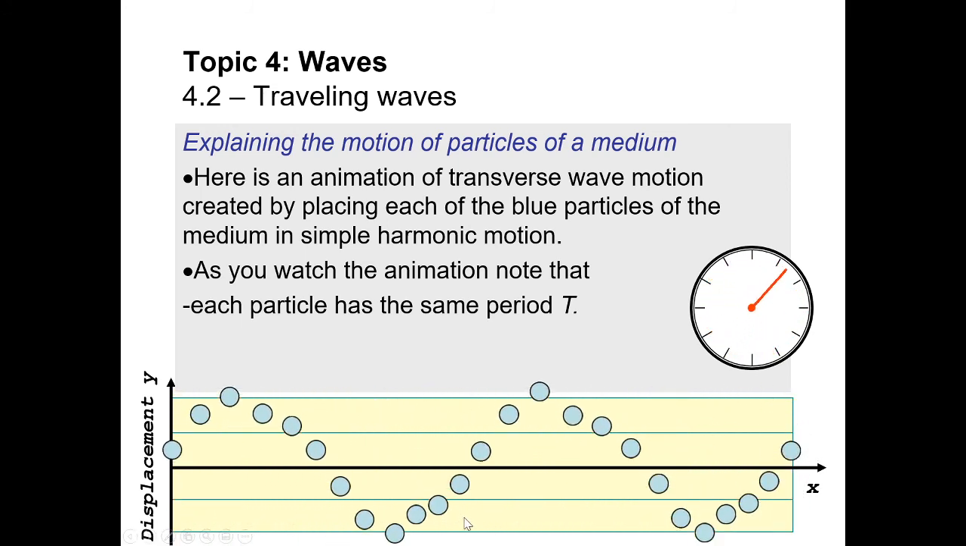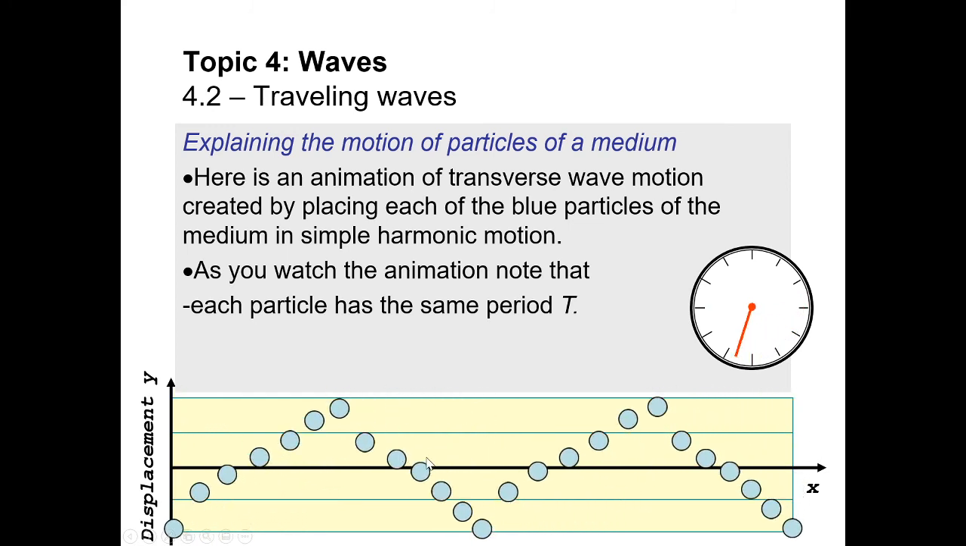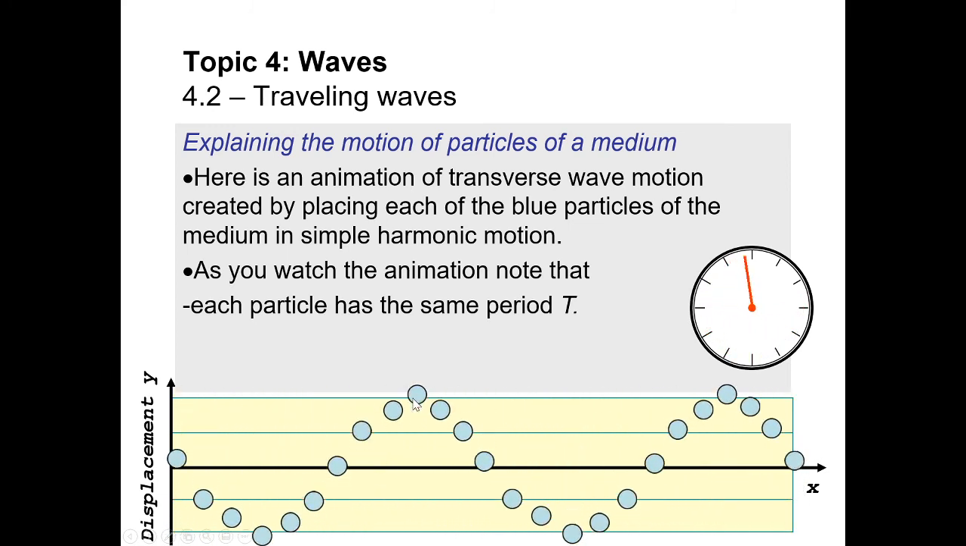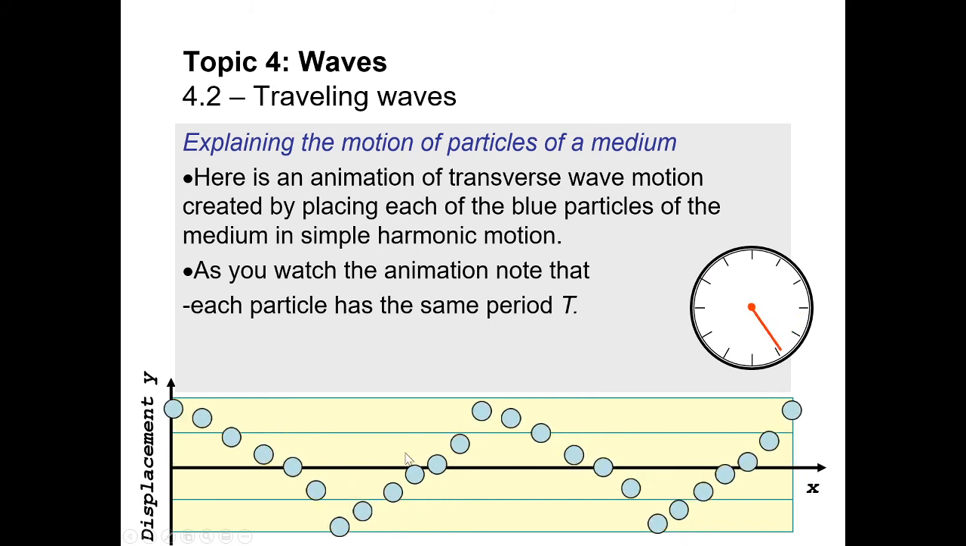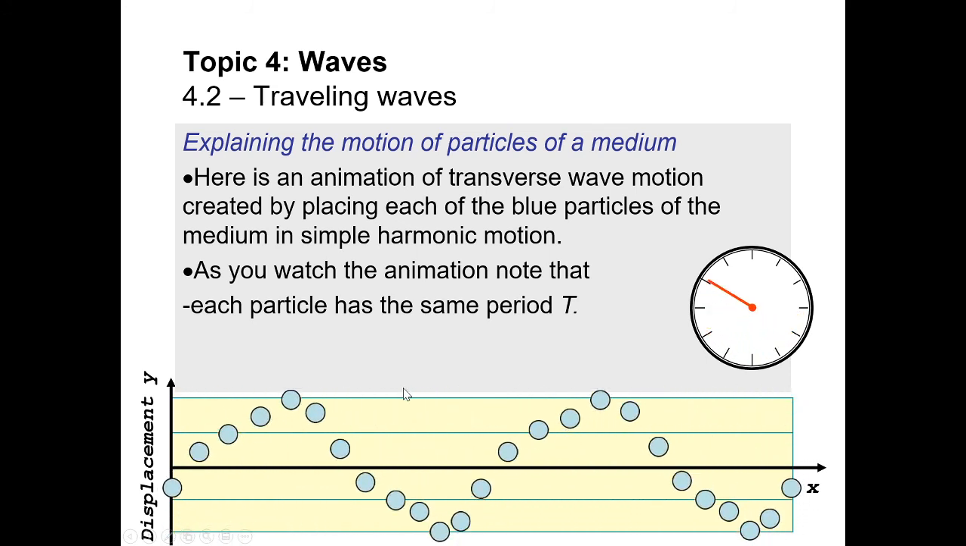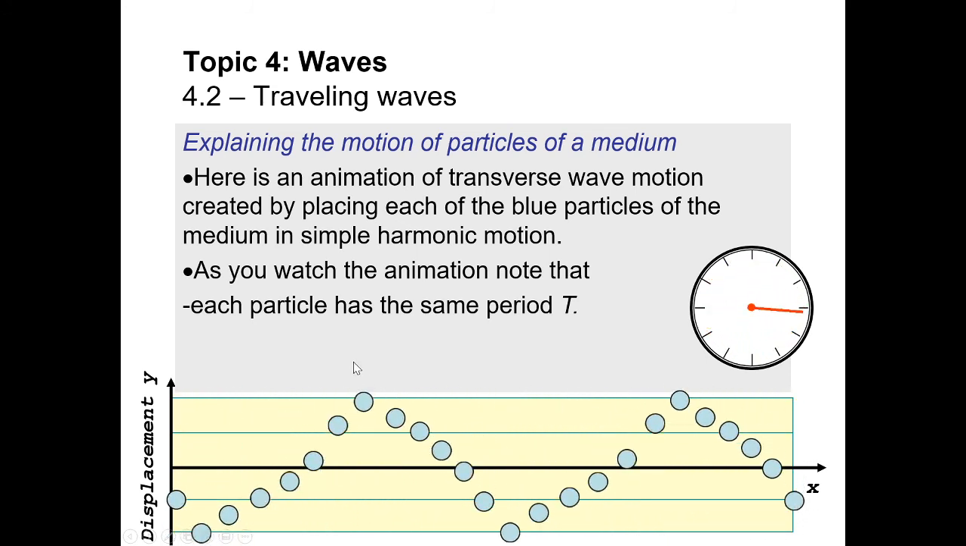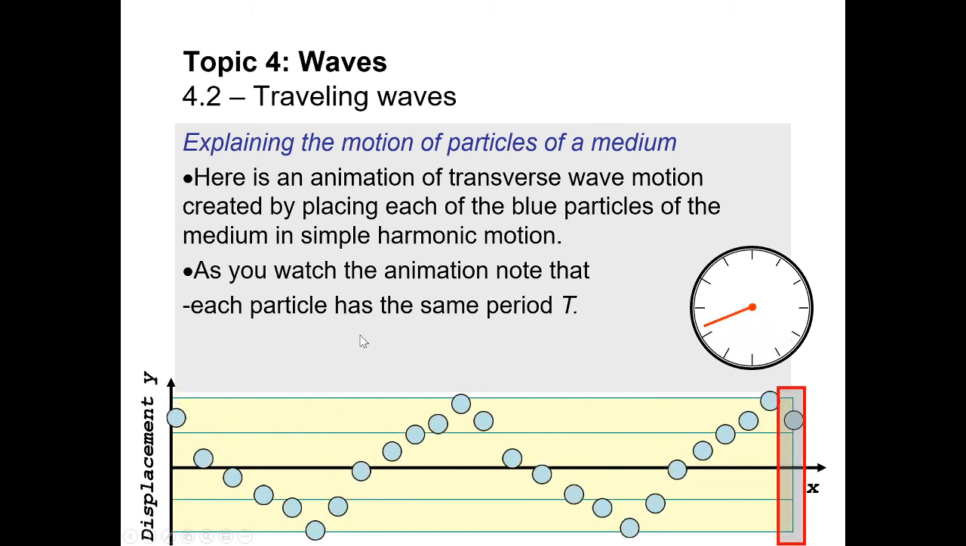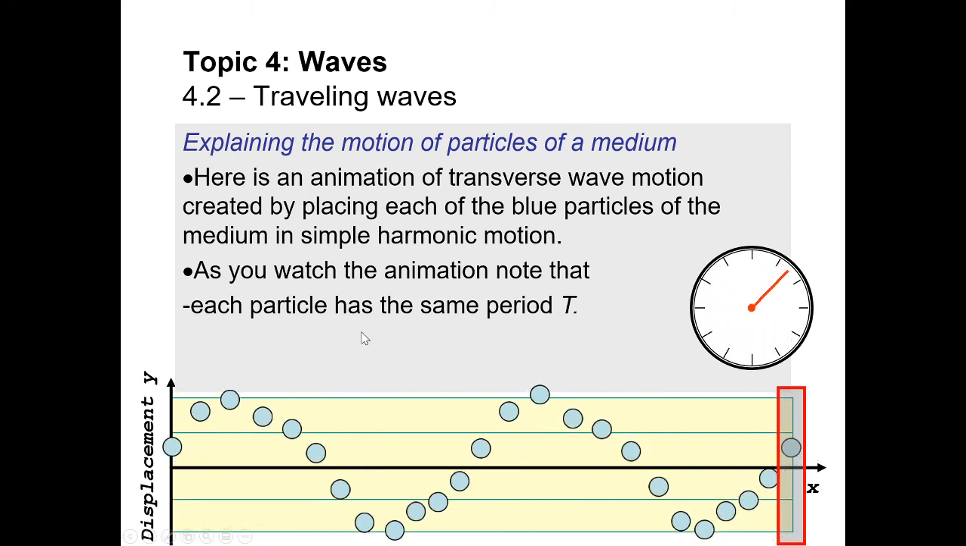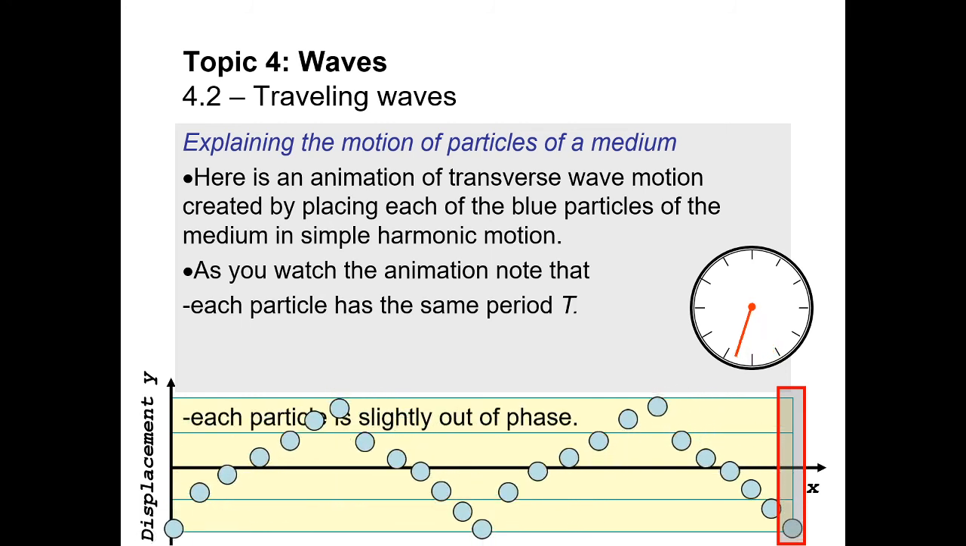Now, how do we know they all have the same period? Well, if you look, each particle takes the same amount of time to go from the top to the bottom and back to the top. Okay, so that's one full cycle, going back to where it started. Okay, so you can look at any particle. You can look at the particle on the right, in the middle, on the left, any one of them that you want.